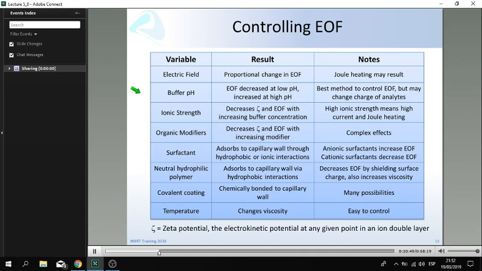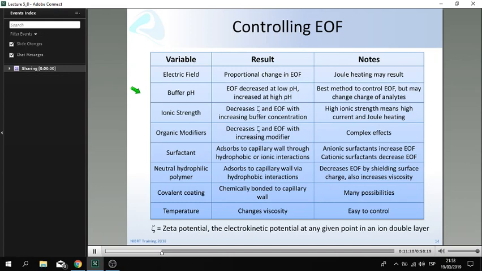So we can decrease or increase the pH of our buffer, and then we will either decrease or increase EOF. At low pH we will decrease EOF, and high pH will increase EOF. Then we can also use some kind of modifiers, surfactants, polymers or coatings, anything that will neutralize and block those silanol groups, which can help us control EOF.